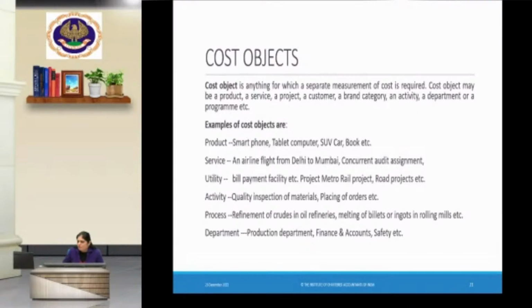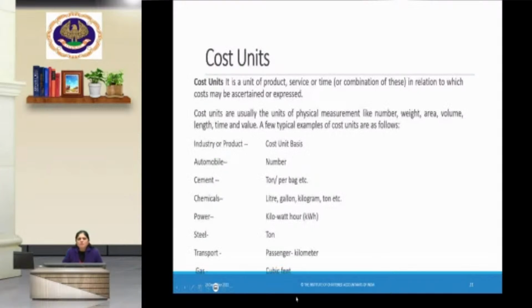So cost object could be anything for which I want the cost. All right. Next, we can move on. Cost unit. Cost unit means the unit on which the cost has to be measured. So cost should be per unit or per kg or per liter or per ton or per barrel. So the cost unit is the unit in which the cost has to be expressed or measured.